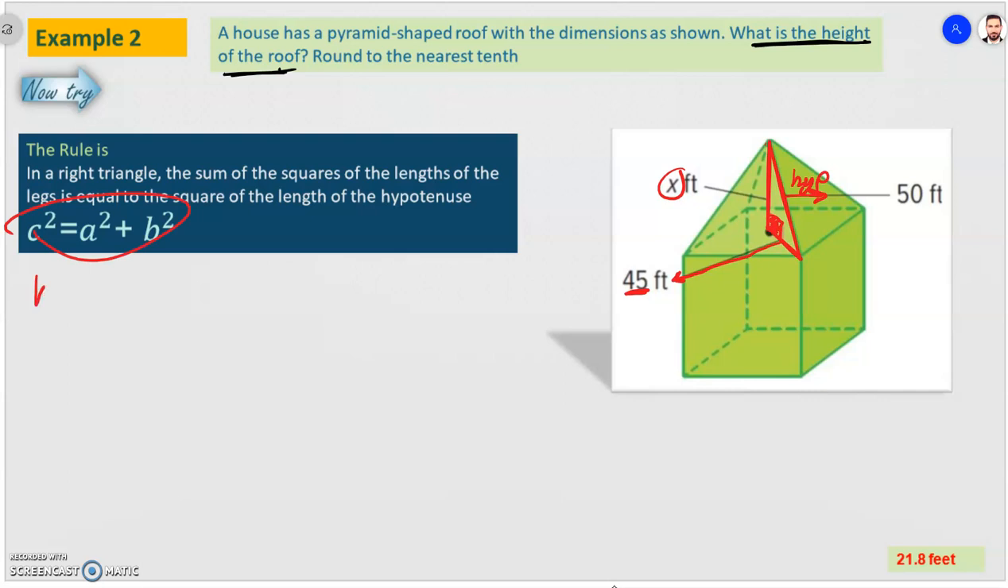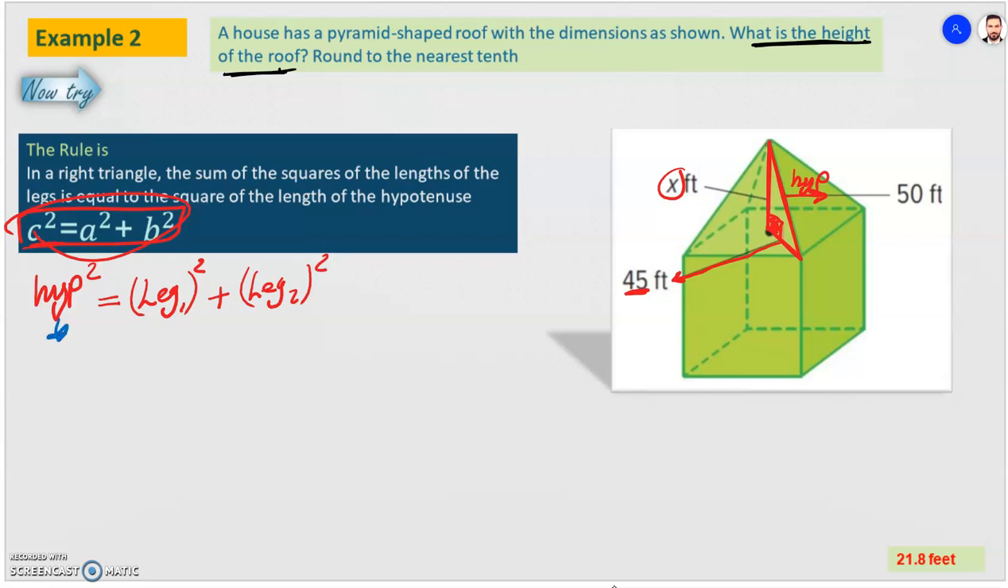The rule: hypotenuse power 2 equals leg 1 power 2 plus leg 2 power 2, or c power 2 equals a power 2 plus b power 2. It's up to you. You can write it as a, b, c, or you can write it as hypotenuse, leg 1, leg 2. It's up to you.